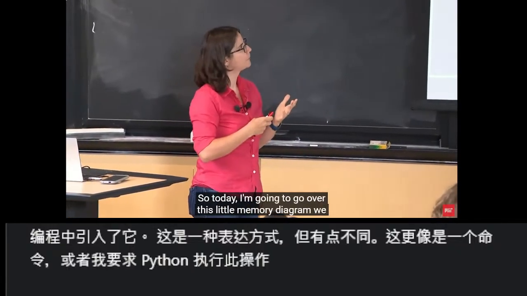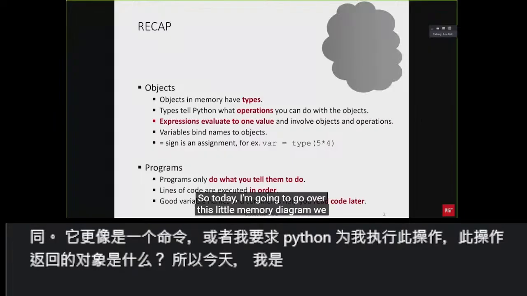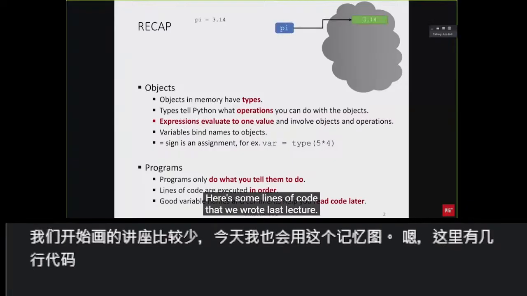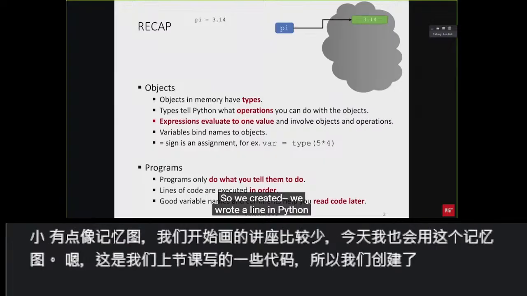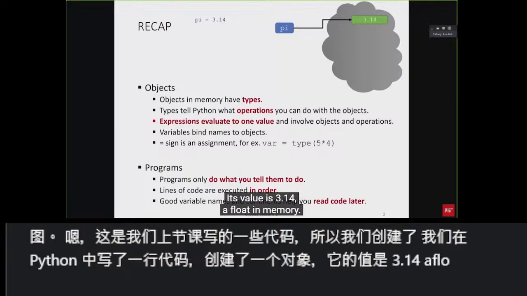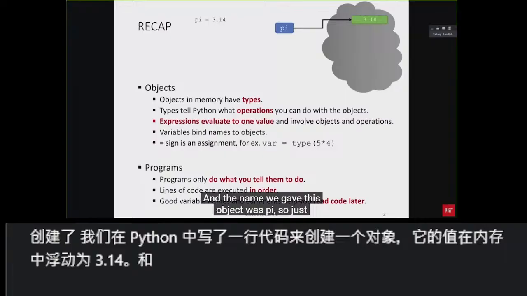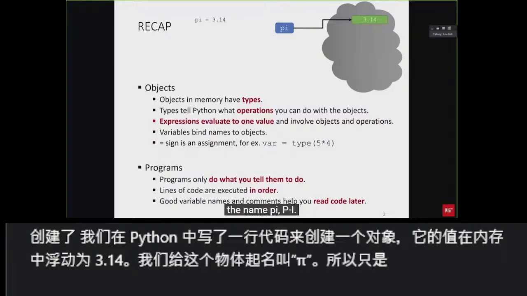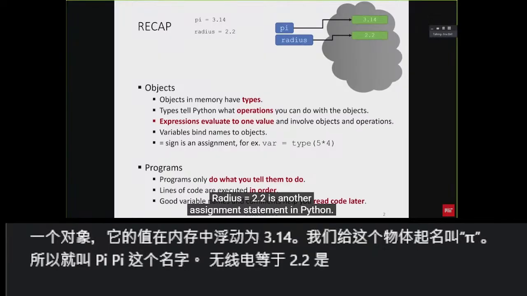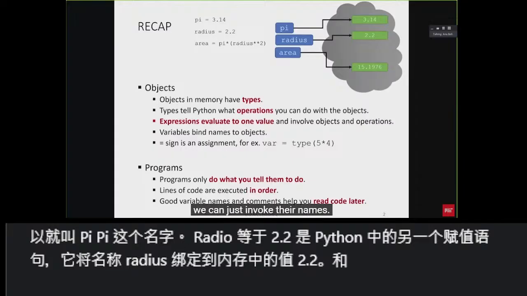So today, I'm going to go over this little memory diagram we started drawing last lecture, and I'm going to use this memory diagram today as well. Here's some lines of code that we wrote last lecture. We wrote a line in Python that created an object. Its value is 3.14, a float, in memory. And the name we gave this object was pi. Radius equals 2.2 is another assignment statement in Python, and it binds the name radius to the value 2.2 in memory. And once we've created these variables, we can just invoke their names.